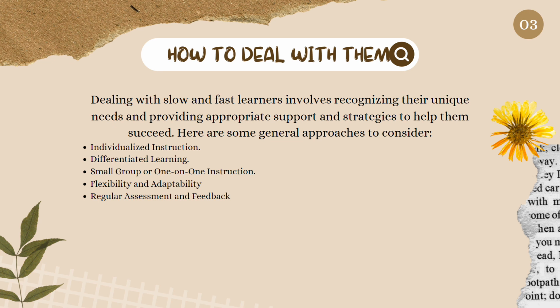For the fourth, there is flexibility and adaptability. Be flexible in your teaching approach to accommodate both slow and fast learners. Allow extra time for slow learners to process information and complete tasks. Okay, the fifth, there is regular assessment and feedback. Regularly assess the progress of all learners to identify their strengths, weaknesses, and areas for improvement.